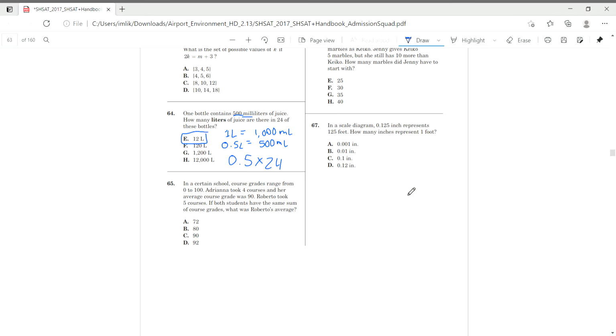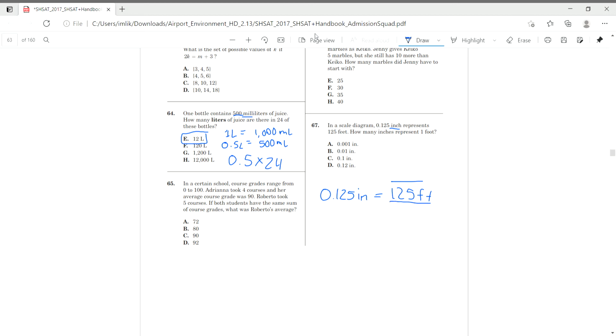Number 67, right here. In a scale diagram, 0.125 inch represents 125 feet. How many inches represents 1 foot? In these problems, you really want to pay attention to the units. So 0.125 IN for inches is going to represent 125 FT, or feet. And we want to find 1 foot. So we're going to be looking at this side. How do we get 125 to 1? We divide it by itself.